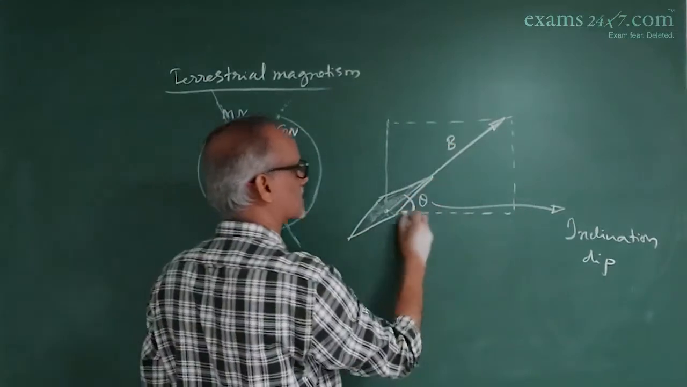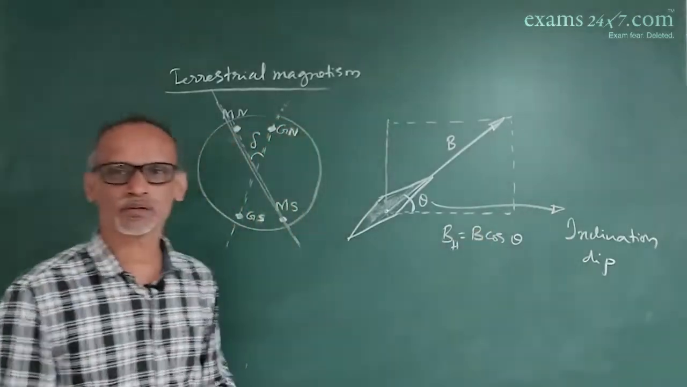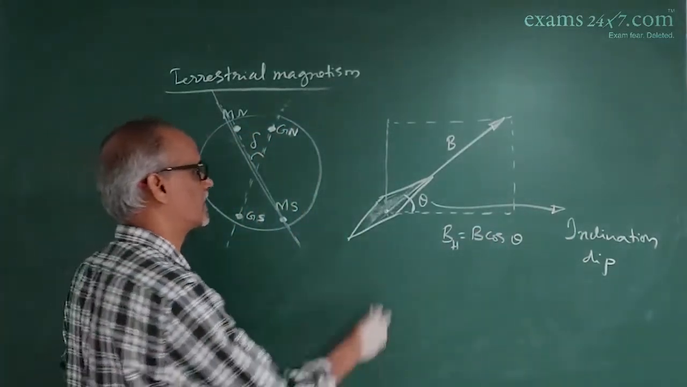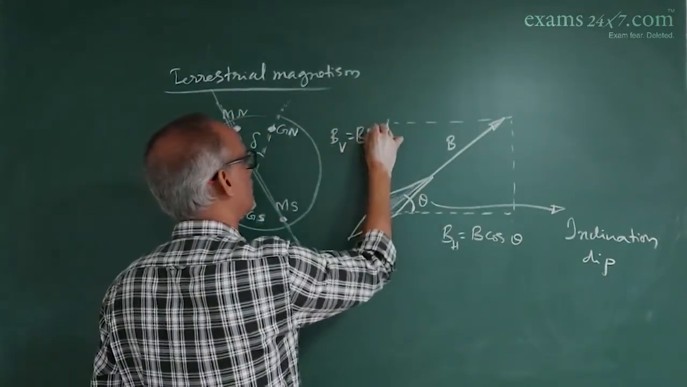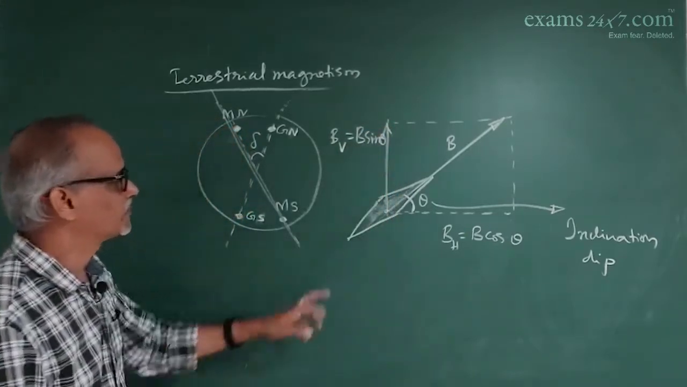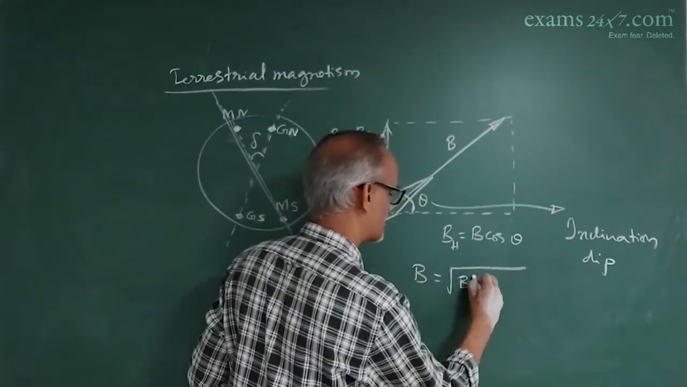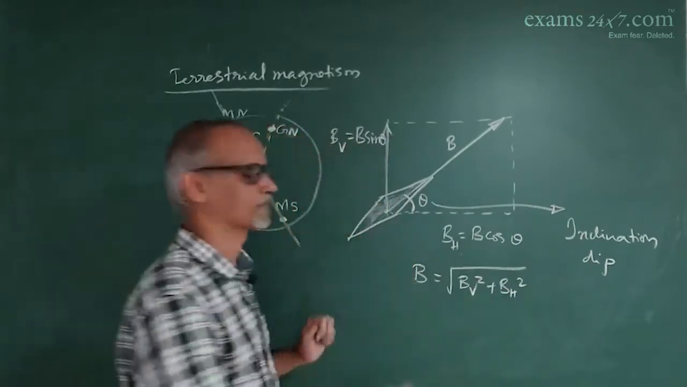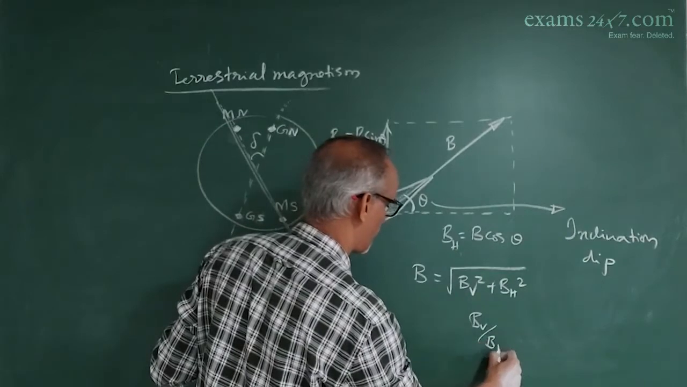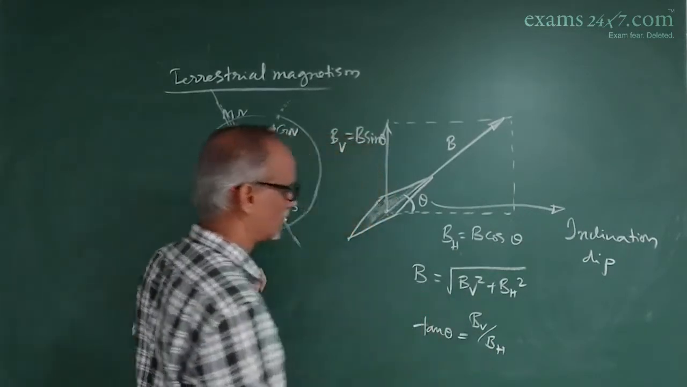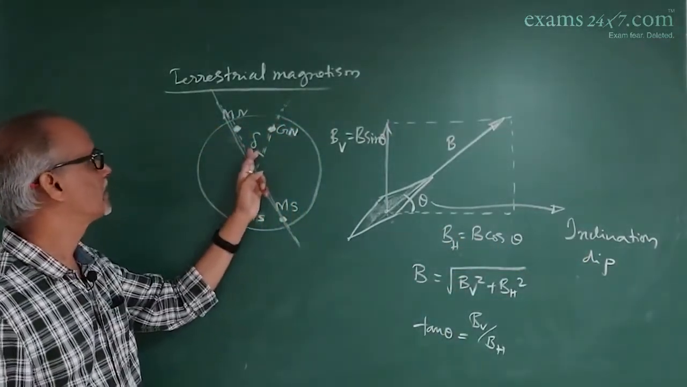If this is B and if this is theta, the component will be B cos theta along the horizontal. That's what is called the horizontal component. BH is equal to B cos theta. Along the vertical, it's the vertical component BV, that's equal to B sin theta. So what is the relation between the total field and the horizontal component? B is equal to root of BV square plus BH square. And the ratio BV by BH will give you tan theta. So theta is called dip or inclination, and here delta is called declination.